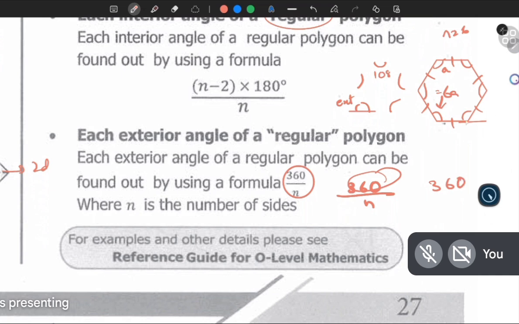I can divide 360 as in the sum of all these six angles 1, 2, 3, 4, 5, and 6. All of these six angles would give me 360. I can divide 360 by the number of sides, which would give me one of these angles, which gives me 60 degrees. Which makes sense. If my interior angle is 120 and this is a straight line, I should get 60 degrees. Okay.